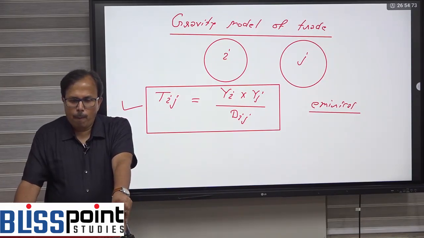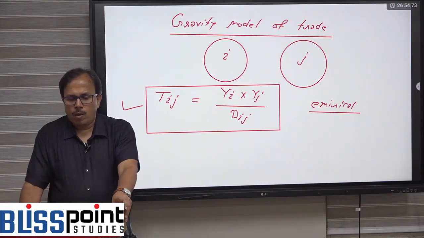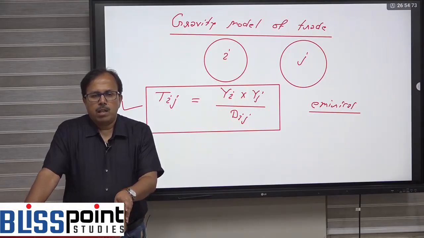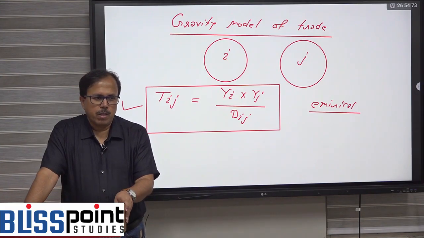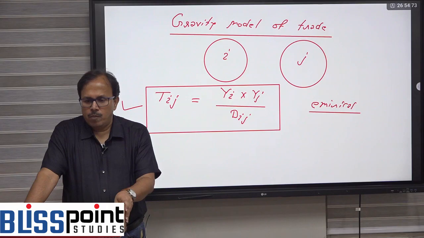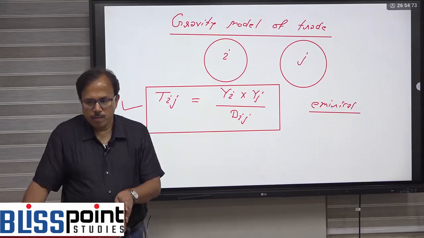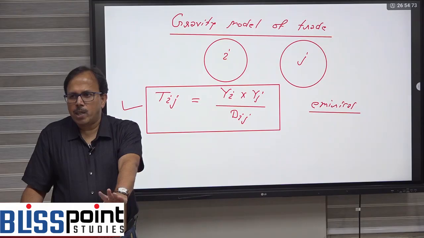However, next paragraph. However, the most important drawback of the gravity model is that it fails to explain the pattern of trade. That means which product will be exported, which product will be imported, we cannot conclude by the gravity model only.